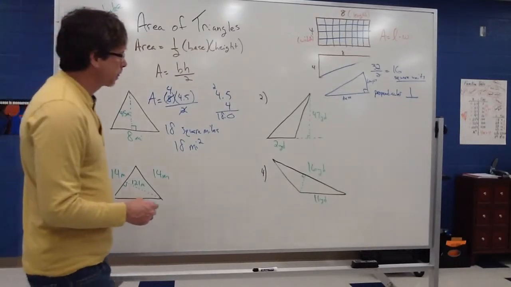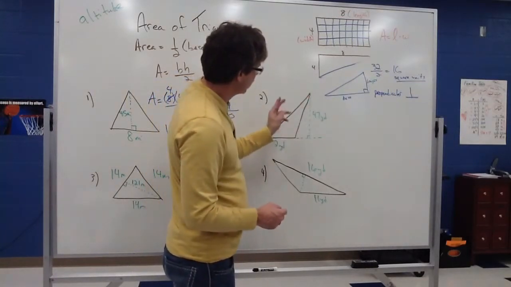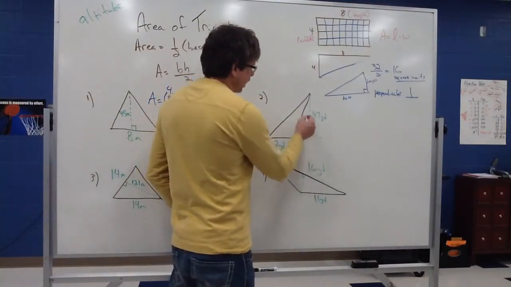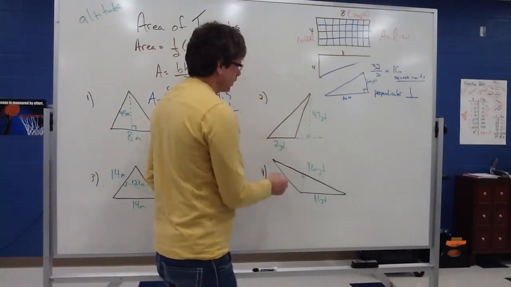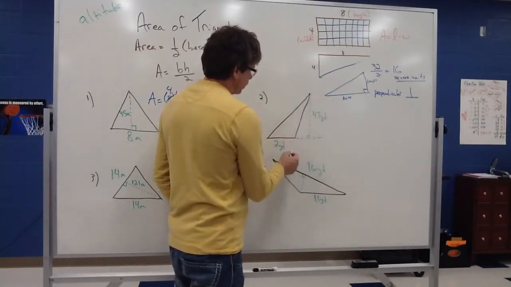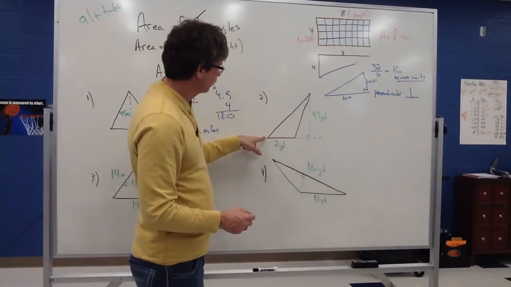Number 2, again we have this strange looking triangle here that's kind of slanted off that way. And notice that we had to use some imaginary lines to figure out what that height was. So notice how the base and the height are now perpendicular. Now my base is not this total distance. My base is just the length of the side of the triangle.